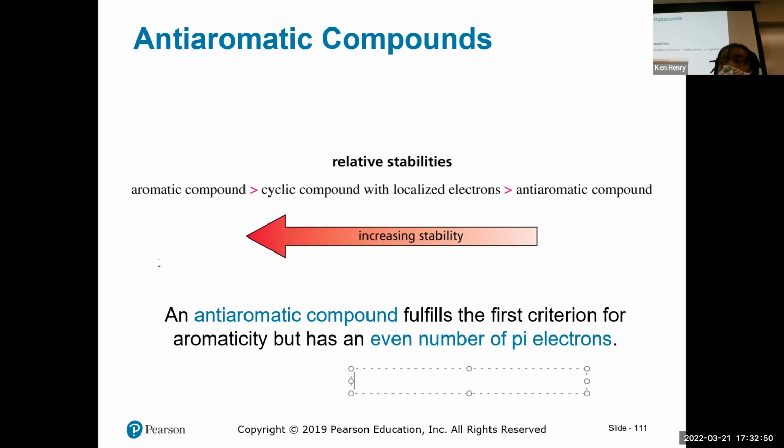Okay, so if we have an even number of pi electrons, we know that that's going to cause us to be stable or unstable? Stable, are you sure? Pairs. So if we have an even number of pi pair electrons, I'm not saying just an even number of electrons, an even number of pi pairs, is that going to be stable or unstable? That's going to be more unstable.